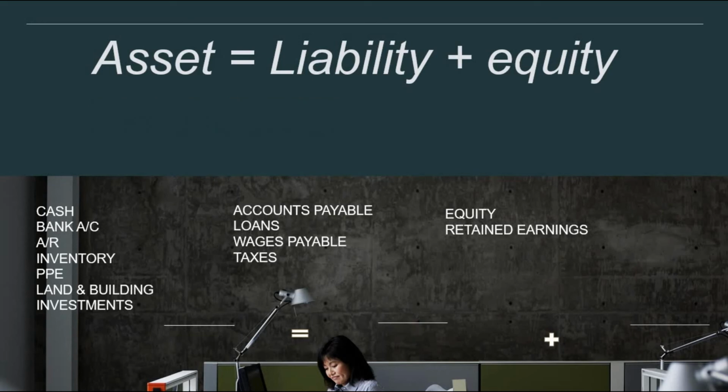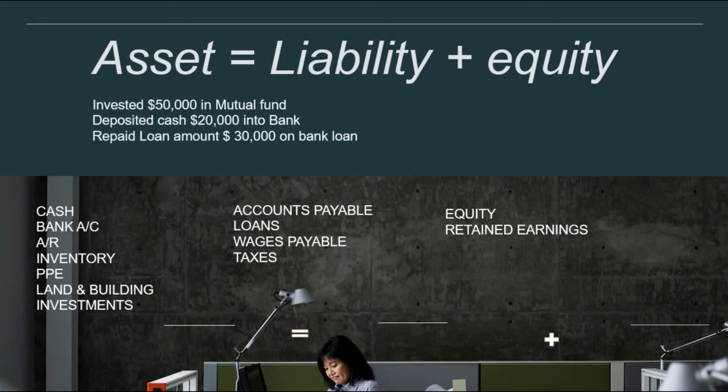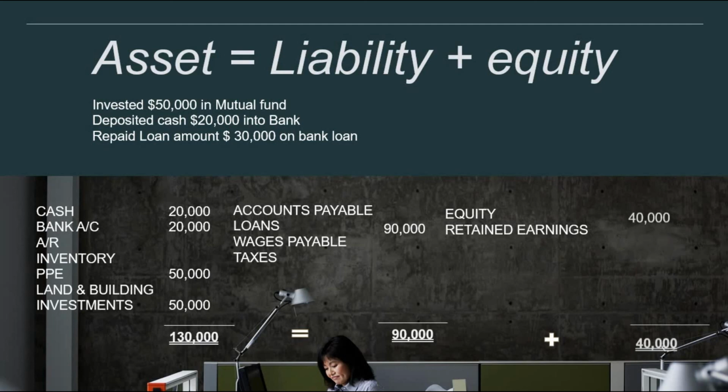And next illustration. The firm invested 50,000 in a mutual fund, deposited 20,000 cash into the bank and repaid 30,000 of the bank loan. See the changes. Cash reduced and the bank account increased. Property, plant and equipment is still the same, but the investment increased to 50,000. On the liability side, there is a reduction of 30,000 because we repaid some amount. And on the equity side, there is no change. And still the equation is correct: asset equals liability plus equity.